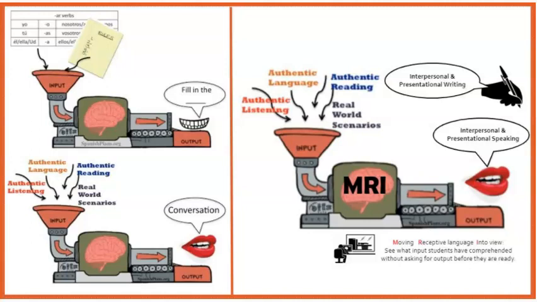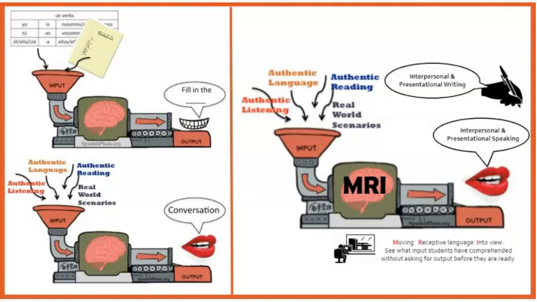We need evidence. MRI strategies provide teachers with the evidence that all students did or did not, or somewhere in between, comprehend the input. If in the MRI strategy we realize the students didn't comprehend, then we must go back and provide more comprehensible input in a different way. We must not ask for output before we are certain the input has been comprehended.